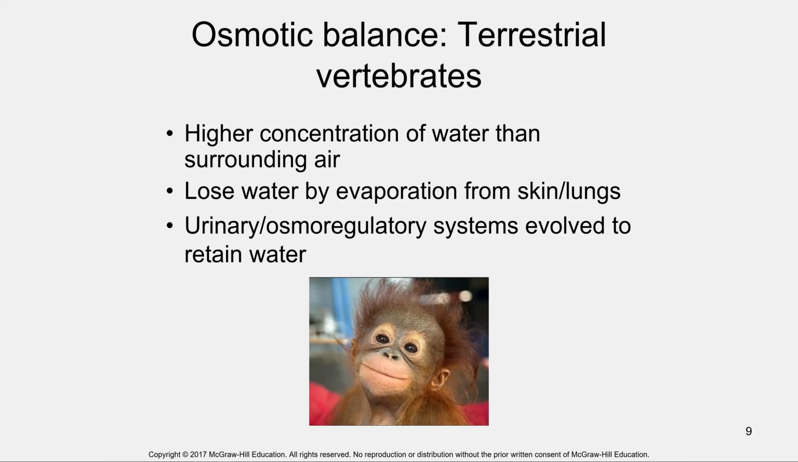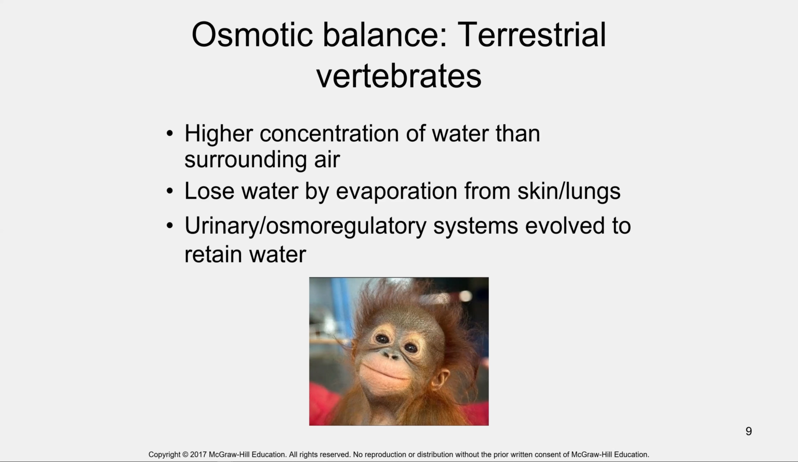Now, terrestrial vertebrates, of course, maintain a higher concentration of water than the surrounding air. Now, they do, of course, lose water by evaporation from the skin and the lungs. Additionally, through the need to expel waste, they do lose water via the urine. However, the urinary systems of these organisms have evolved to retain water. Terrestrial vertebrates are able to excrete their waste products in a small volume of water so that more water can be retained in the body.